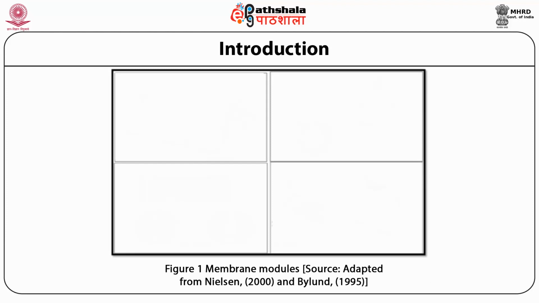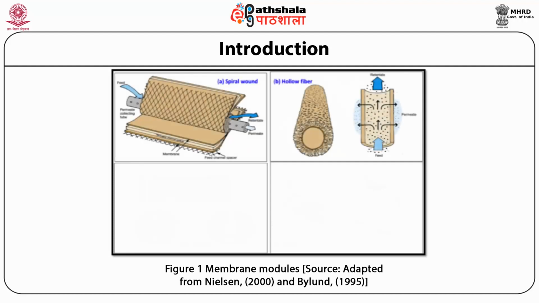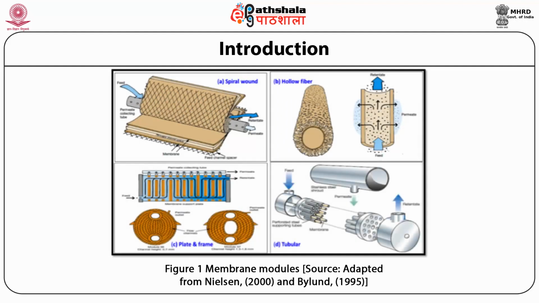So in this figure, A is the spiral wound membrane module, B is the hollow fiber membrane module, C is the plate and frame membrane module, and D is the tubular membrane module. So first we focus on the spiral wound membrane module.